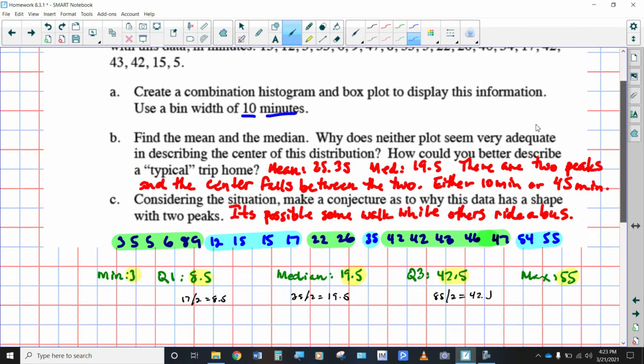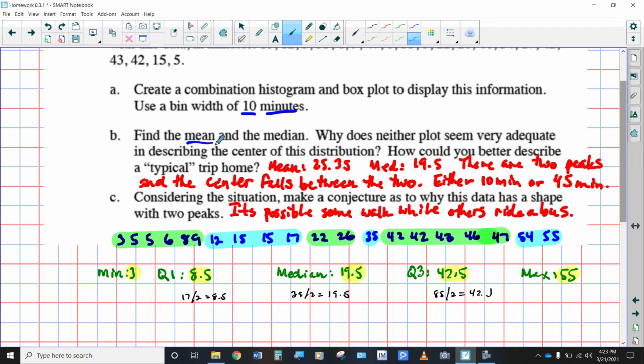Now, it did ask us for one other thing. It says find the mean, and I'm not going to do that, but this is the mean, 25.35. When you add up all those numbers and then divide by 20, you will get this as your answer, okay?